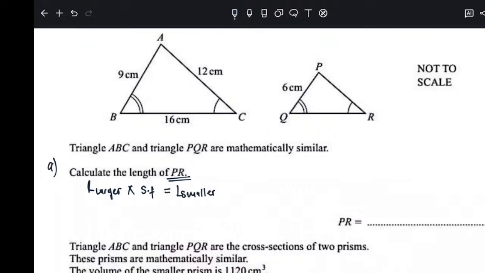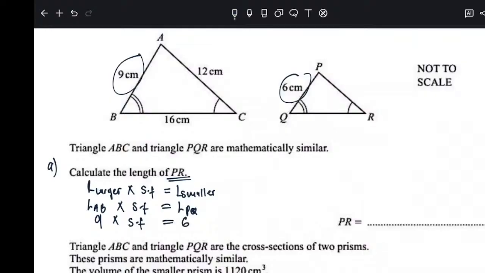Now, let's start with a length that we know on both sides. Which one do we know? We know this one where it's 9 and here where it's 6. So we can say length AB, it's a length on the larger one, times the scale factor should give us the same length on the smaller one, which is length PQ. On the smaller one, it's called PQ. So what is that length AB? It's 9 times scale factor gives us the length PQ. What is it? It's 6. So now we will say scale factor is going to be 6 over 9. And your scale factor will be equal to 3 into 6, that's 2, 3 into 9, that's 3. So it's 2 over 3. This becomes your scale factor.